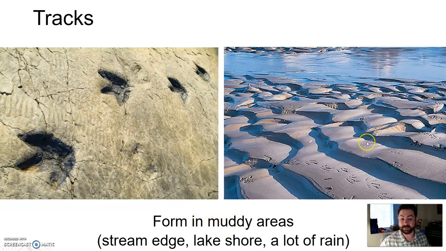Maybe something like this, the edge of a stream, the edge of a lake shore, someplace where there's a lot of rain. Again, with the ripple marks, it's probably leading more towards the edge of a stream, edge of a lake. This dinosaur was walking through there. So again, the present tells us about the past. So not only were there dinosaurs here, it was some sort of edge of water environment. You're telling the past just by looking at a rock.